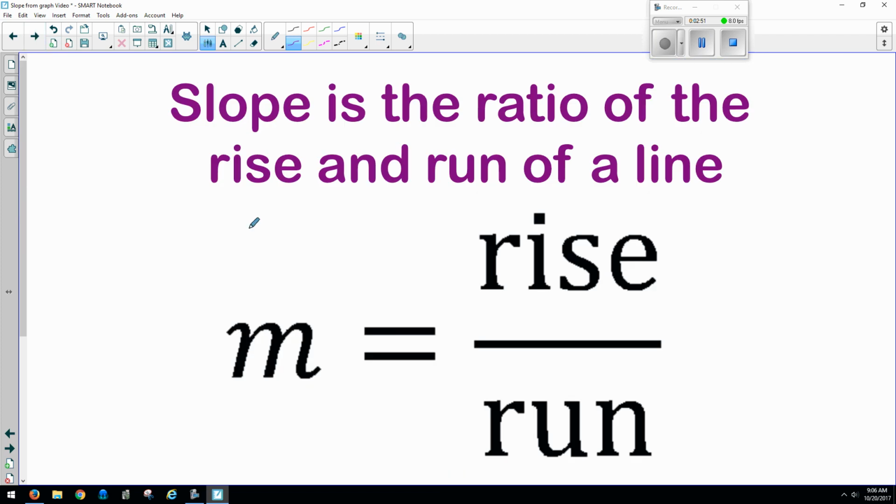So here's what slope is all about. This right here is the symbol for slope. Just gonna put that in parentheses. I don't know why they came up with M, but they did. And so M equals rise over run. It's the change in the y values over the change in the x values, and we're certainly going to talk about what that means.